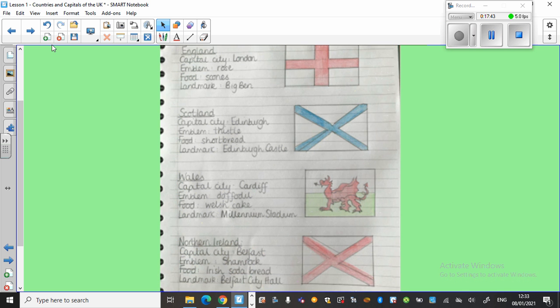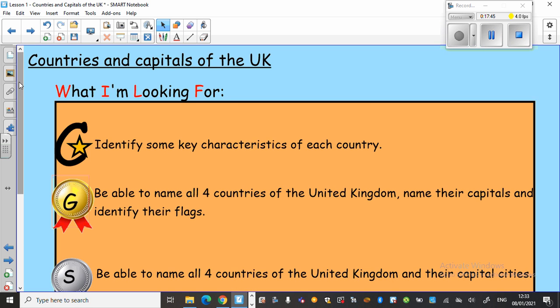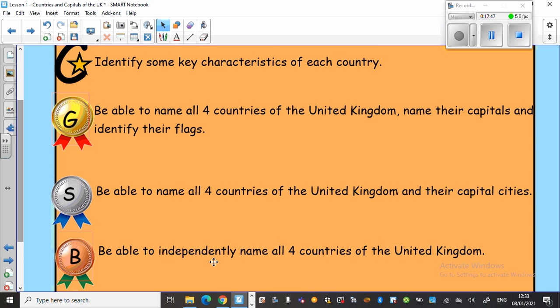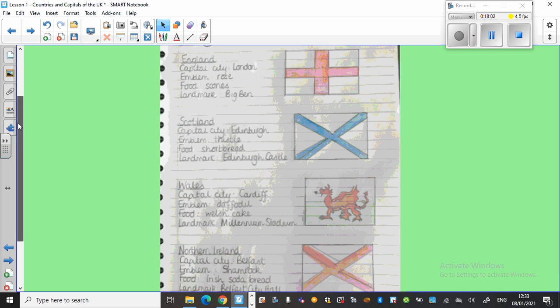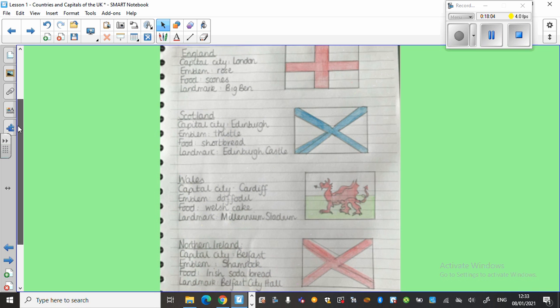So remember, you're going to create a fact file. If you want to get bronze, you're going to name the countries. Silver is to name the countries and their capital cities. Gold is to name countries, capitals, and their flags. And challenge is adding in a couple of extra pieces of information. And you can use all the information that we've learned today. Don't worry about thinking about all brand new stuff, because that will take you even longer.